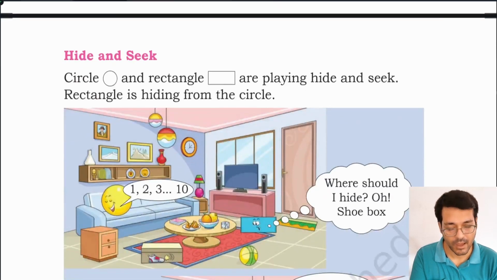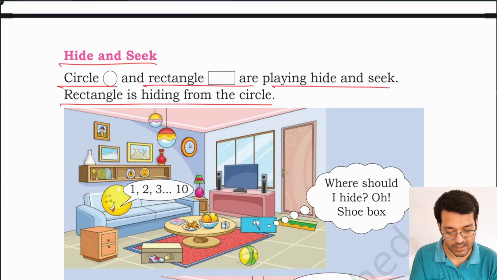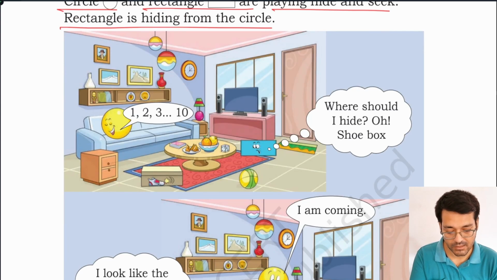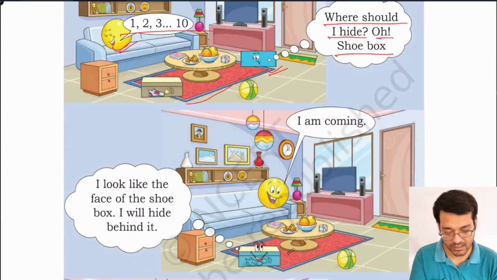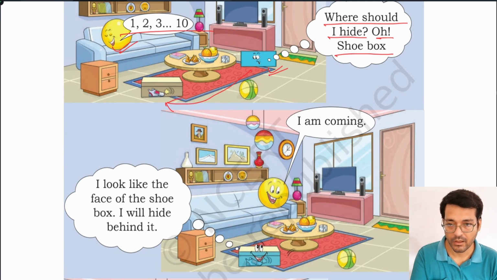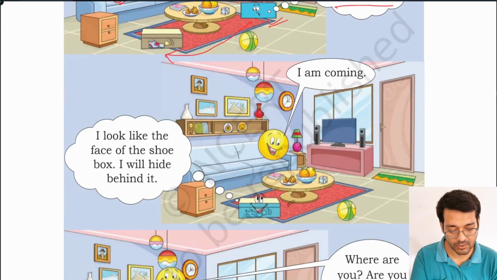Hide and seek. Circle and rectangle are playing hide and seek. Rectangle is hiding from the circle. You can see here the yellow color circle and here the blue color rectangle. Circle is counting 1, 2, 3, up to 10 and rectangle is hiding from him. Where should I hide? Oh, shoebox. You can see the shoebox has a shape similar to a rectangle. If you take the shadow of a shoebox, you will get a rectangle.